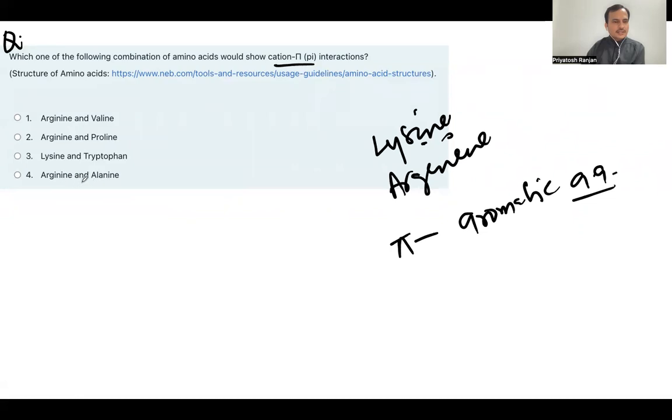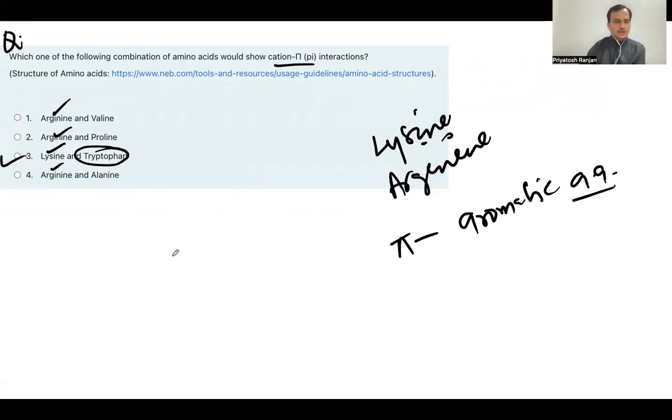Arginine, alanine, these are the cations, fine. I can see cations everywhere. From where would I get the pi? Those pi electrons I'm going to get from the double bonds which are there in the aromatic amino acids. It seems tryptophan and lysine is the correct answer.